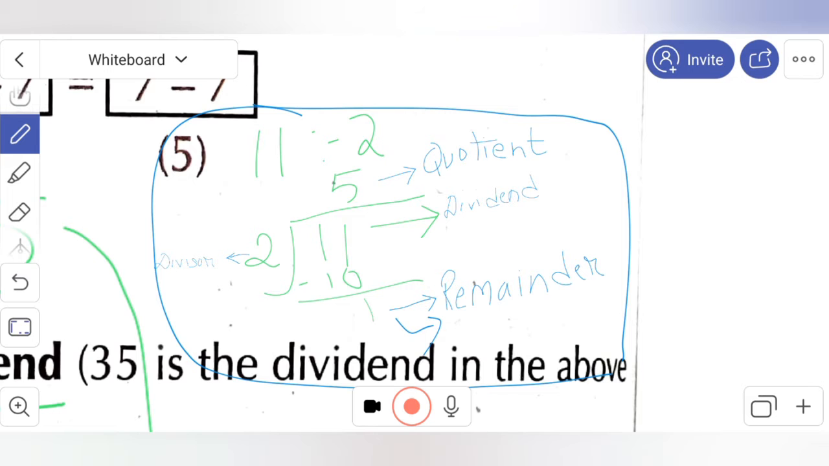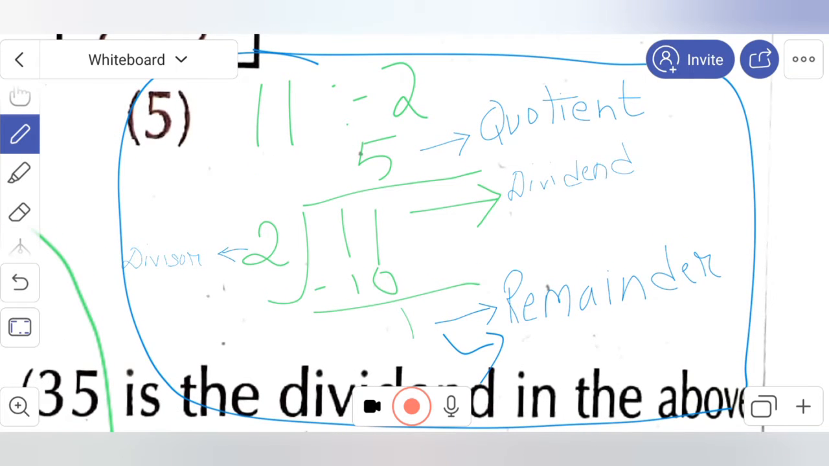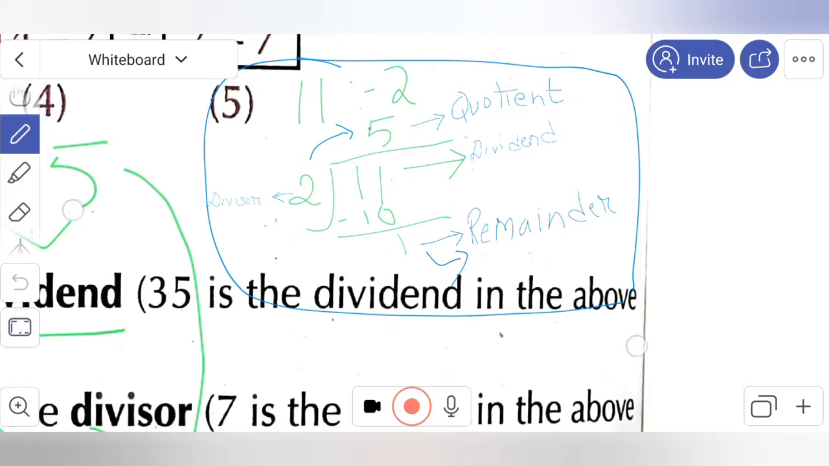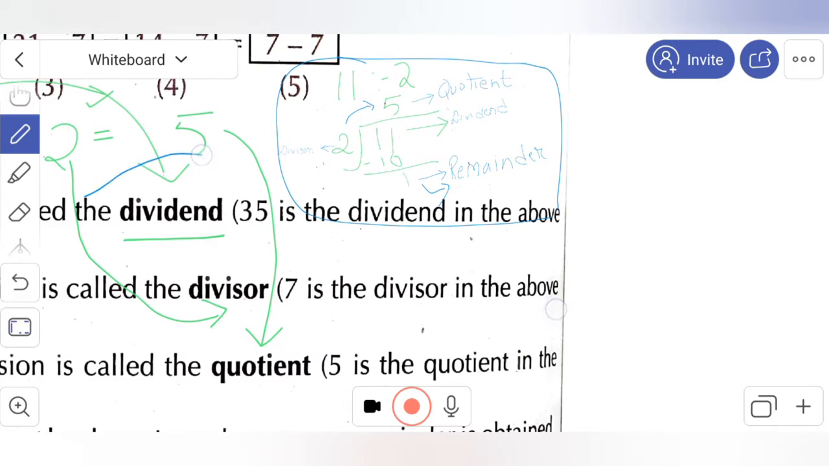So divide means, from 2, what number do you have to multiply so that you get 11, or less than 11 you can write. That means the number that you should get, or less than the number.